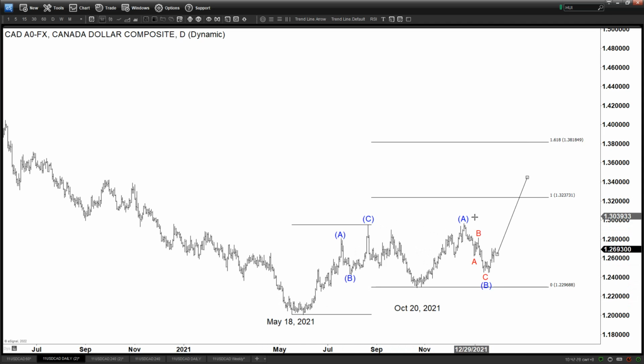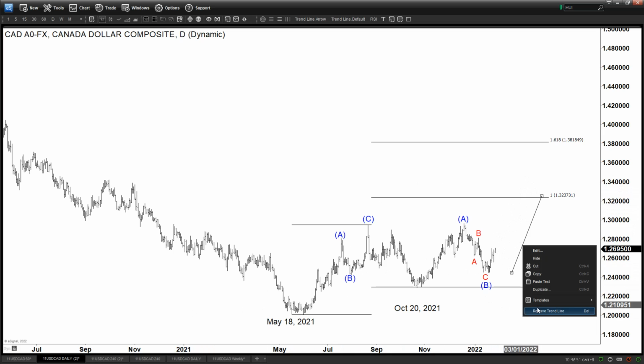Whenever you have a higher high, the primary direction will always extend it to the equal leg. Sometimes it truncates, nothing is 100%, but in terms of probability, that's basically the default expectation. So that's basically what we are looking at, more upside in the US dollar Canadian dollar.